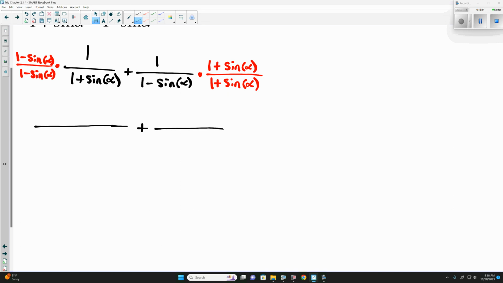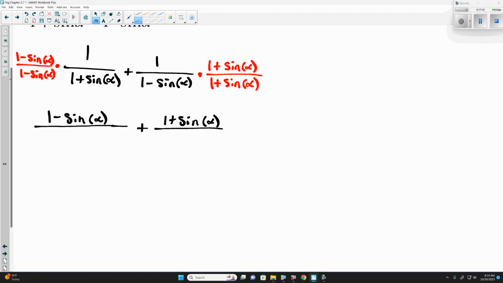Now the numerators are nice. 1 minus sine of alpha times 1 is just 1 minus sine of alpha. 1 times 1 plus sine of alpha is just 1 plus sine of alpha. Just like this here. Now the denominators I would normally leave alone, but we have a difference of perfect squares.